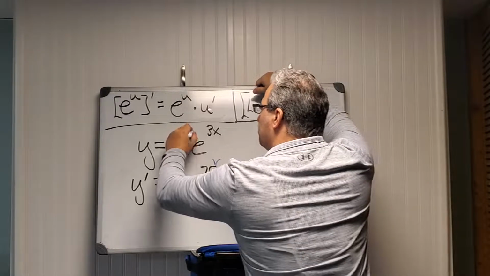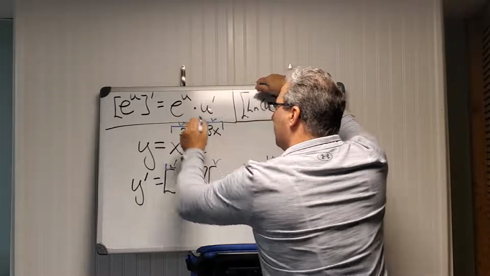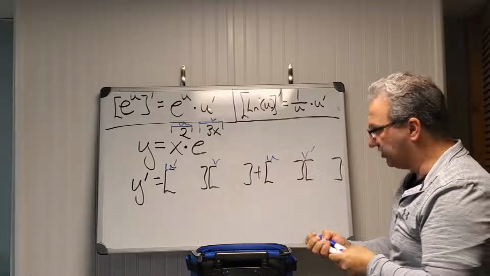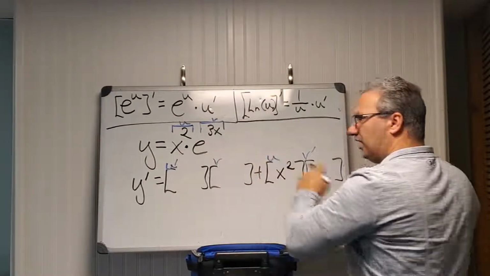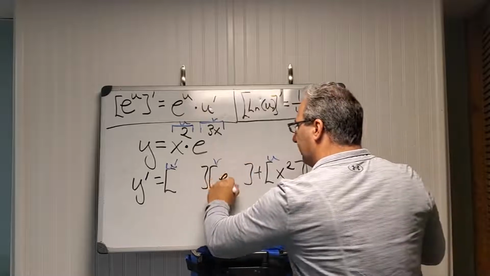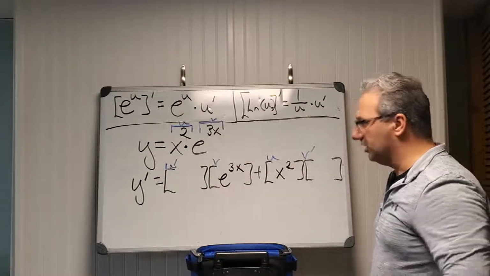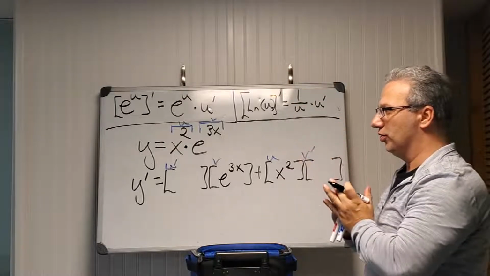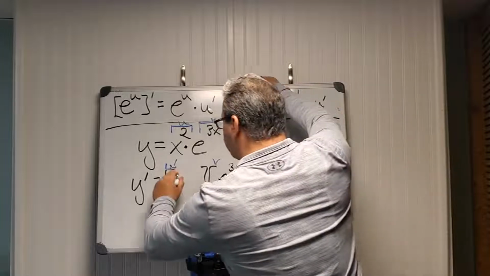Where's my u? My u is the first function. My v is my second function. So there's my u and there's my v. And so what I know right away is my u goes right in there. Pop. My v goes right into there. Bam. Now slow down and pause. Okay. The derivative of x squared is 2x.